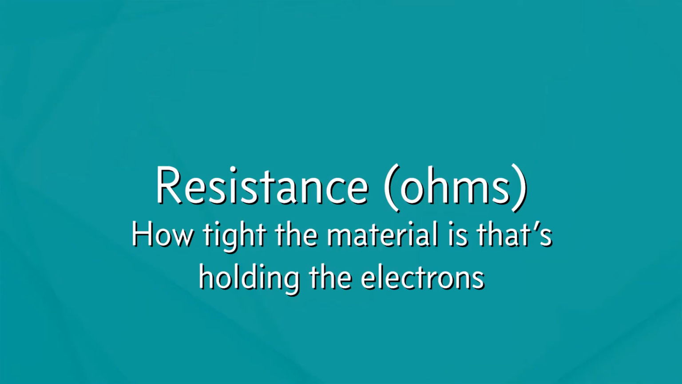When current flows through a conductor, it creates heat because of resistance, which is measured in ohms. Resistance is how tight the material is that's holding the electrons. In the water hose scenario, the hose would offer resistance because the sides of it restrict how much water can flow through it. Here are a few more fun facts about electricity.